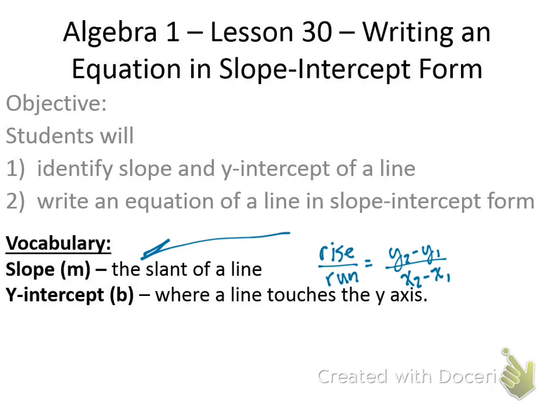Oh, one more thing about slope. The letter for slope is m, okay? The letter for slope is m. Then we have the y-intercept. It's where the line touches the y-axis, okay? And we call that b, okay? You got that?